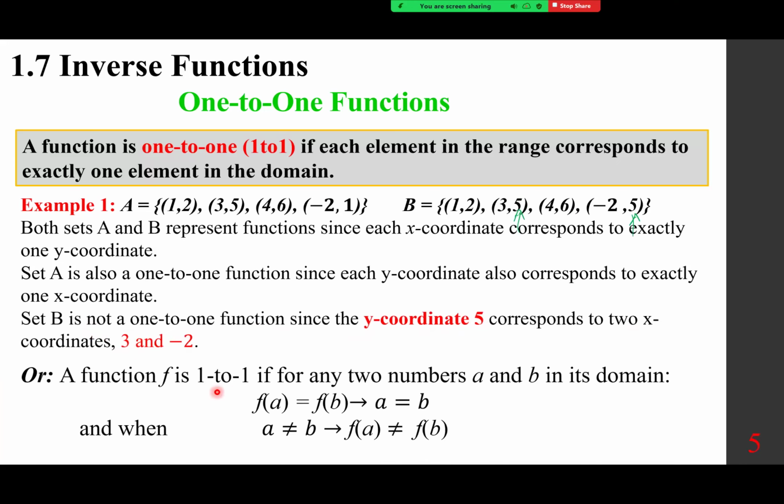A function f is one-to-one if for any two numbers a and b in its domain, f of a equals f of b results in a being equal to b. But if a is not equal to b, it results in f of a not being equal to f of b.